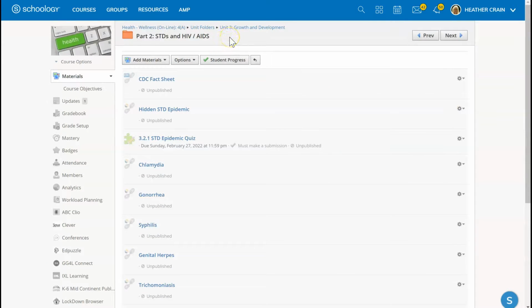So that is your unit lesson for this week. It's simply just reading, gaining knowledge through the links and the content, and then taking the quizzes so we know that you understand the information.